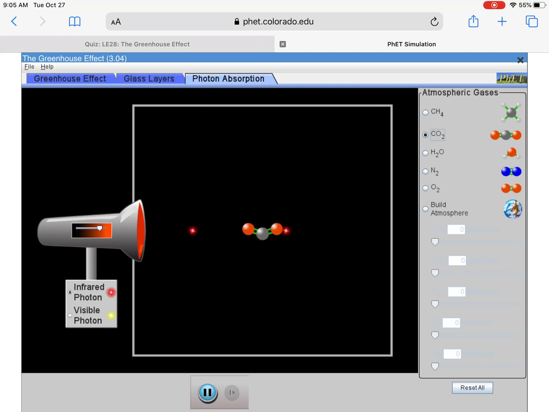Next, we have carbon dioxide. So carbon dioxide as well is showing some absorption. A lot of them do go through, but you see when it's bouncing there like it is right now, there is absorption of those infrared photons. Here is water. Water has some absorption, but it's also just letting it go through or deflect.